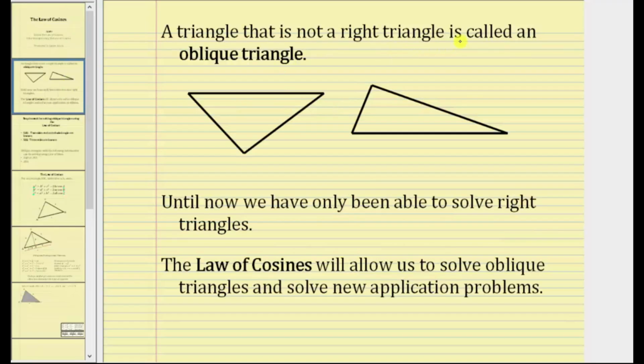A triangle that is not a right triangle is called an oblique triangle. Until now, we have only been able to solve right triangles. However, the law of cosines will allow us to solve oblique triangles and solve new application problems.